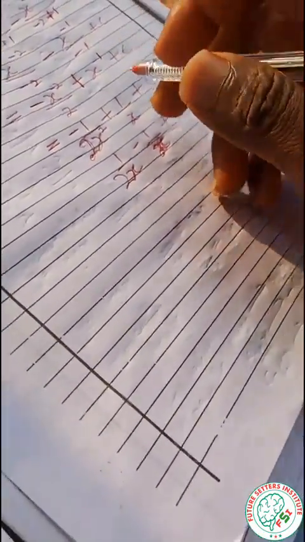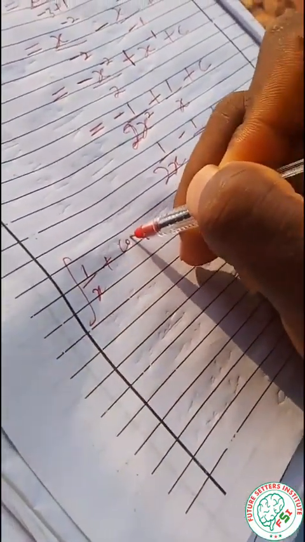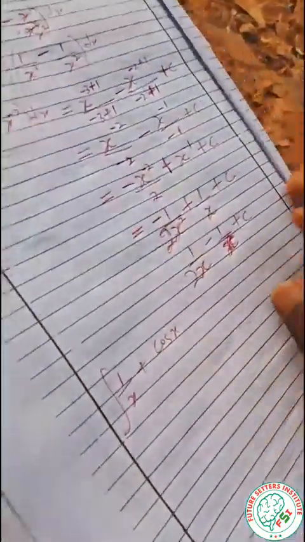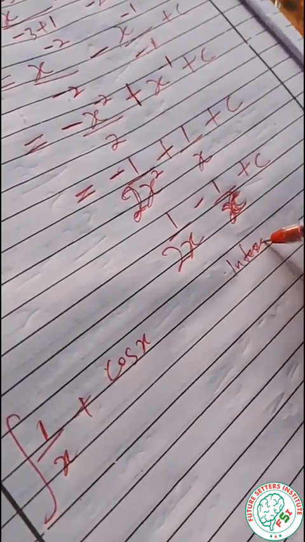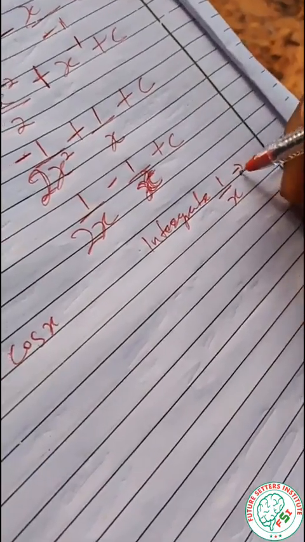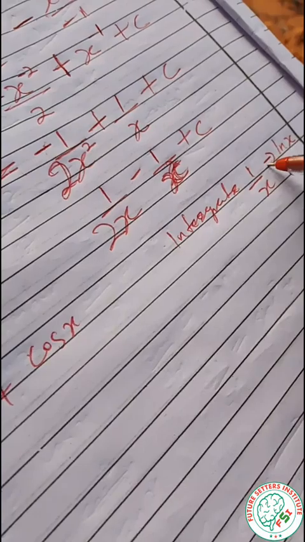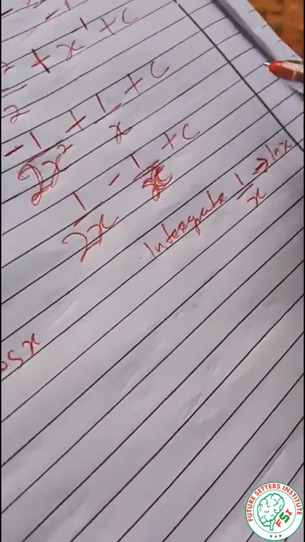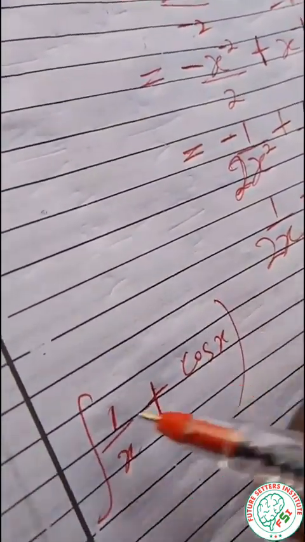You understand? So in a situation where you have something like this, let's say we have to integrate 1 over x plus cos x. Now take note of this point I want to give you. Whenever you integrate 1 over x, it will give you ln x. So whenever you integrate 1 over x, it will give you ln x. So in this place you are seeing 1 over x here, dx.